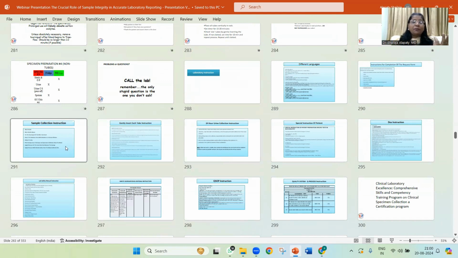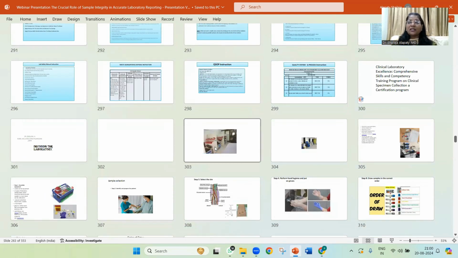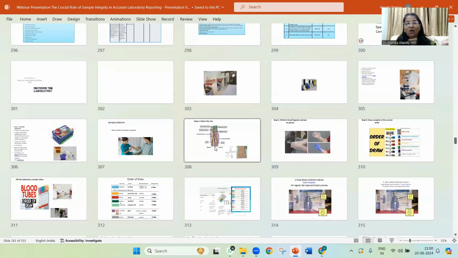What are the sample collection instructions? What are the DOS instructions? What is a 24-hour collection? Many of us know that, and we think so, because there are certain things. Can you see? These all are pictures.